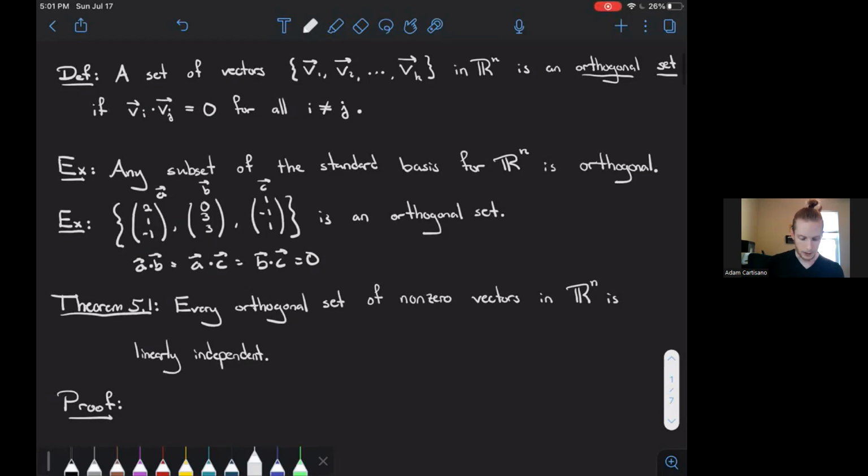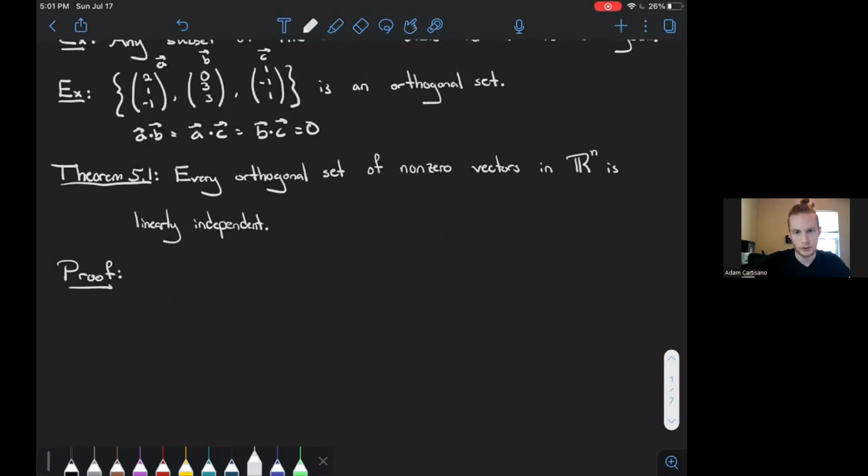So we have the first theorem, Theorem 5.1, which says that every orthogonal set of non-zero vectors in Rn is linearly independent. Non-zero here, because the 0 vector is orthogonal to every vector in Rn, since its dot product with anything gives 0. Also, if the 0 vector belongs to any set, that set is automatically linearly dependent. So let's ignore that one and instead do non-zero vectors. The proof is kind of cool.